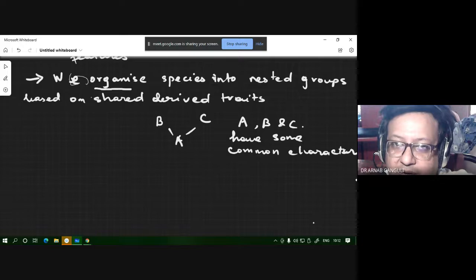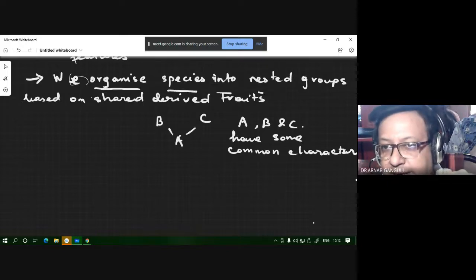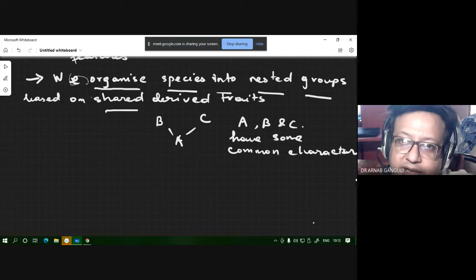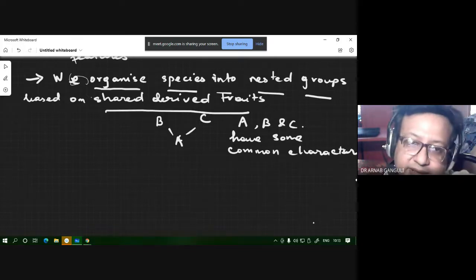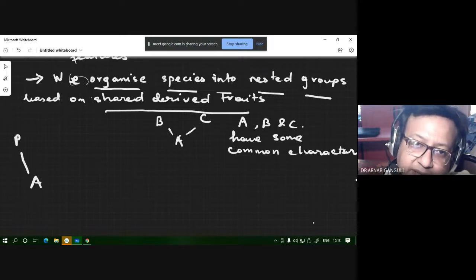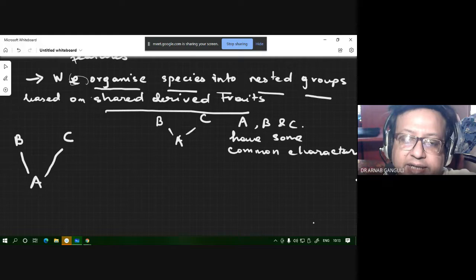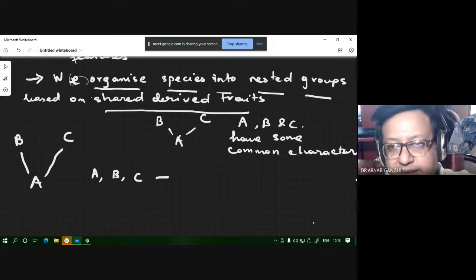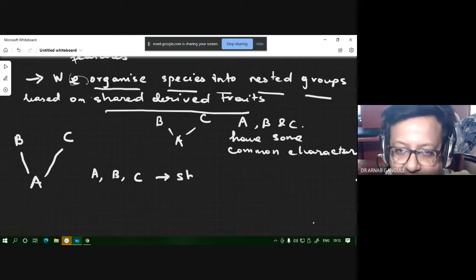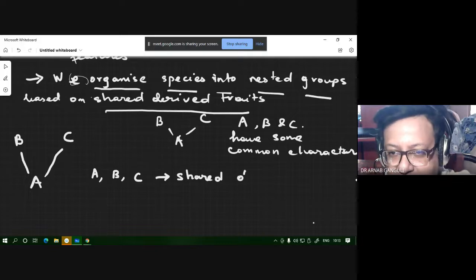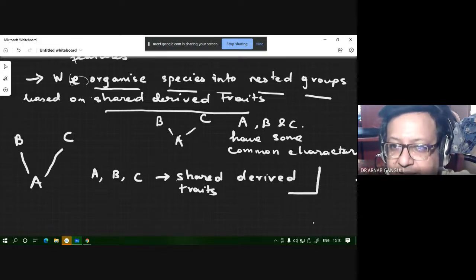Here it says we organize species into nested groups based on shared derived characters. That means, say from a species A, if you are getting species B and species C, that is because A, B, and C have shared derived traits. Shared derived traits are nothing but they are common characters.